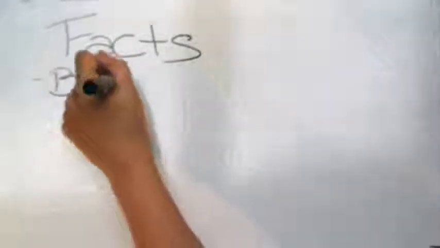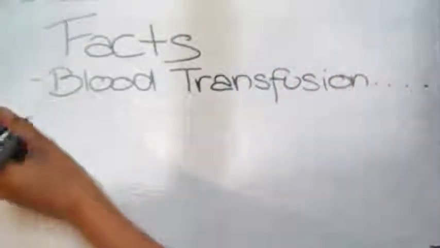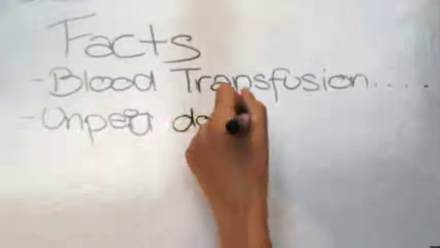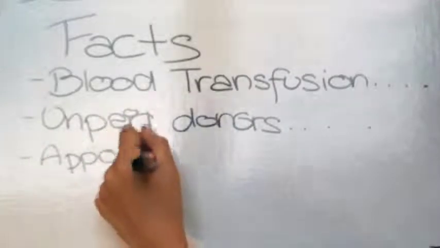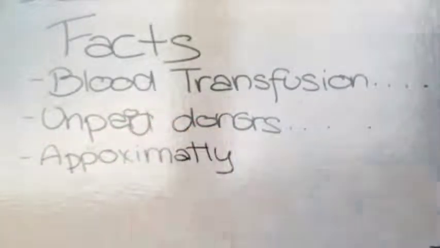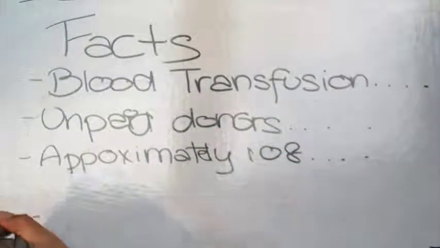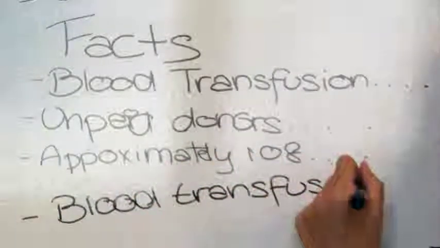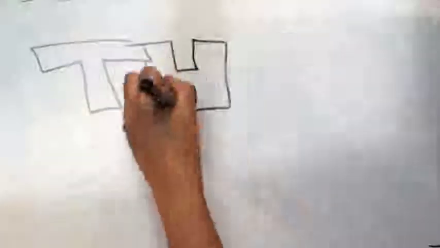Facts. Blood transfusions are one of the most common hospital procedures. Unpaid donors contribute 100% of the blood supplies in 60 countries. Approximately 108 million blood donations are collected each year. Blood transfusions can take between 1 to 4 hours, depending on the amount of blood being transfused and the blood type of the recipient. The end.